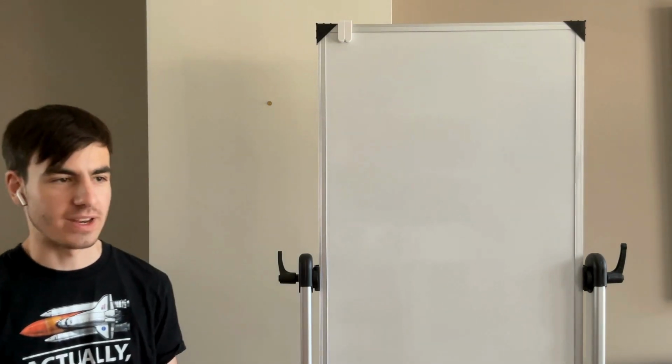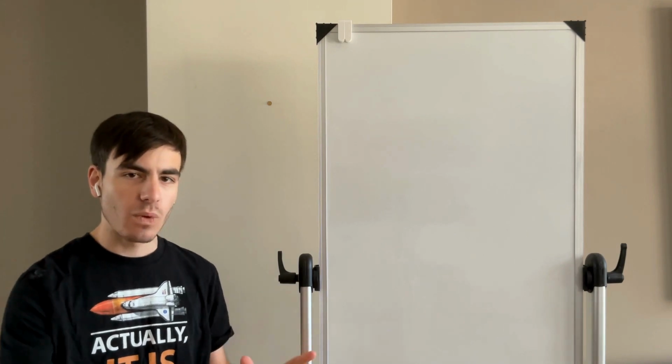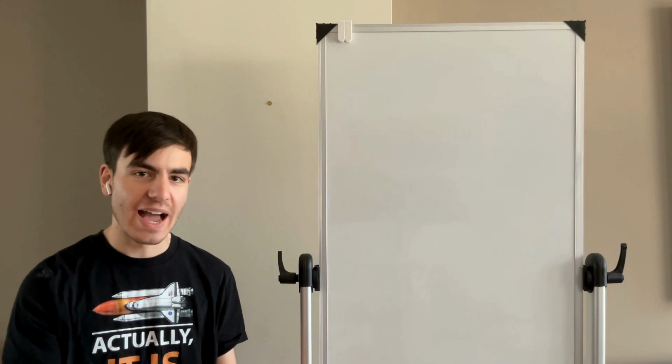Hello Internet, Jordan here. A prime number is a number where the only way to make it by multiplying numbers together is to use the actual number.